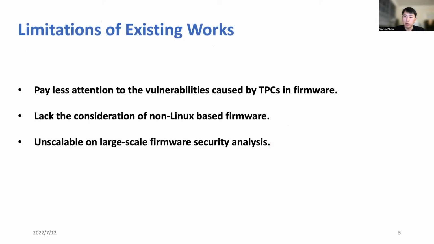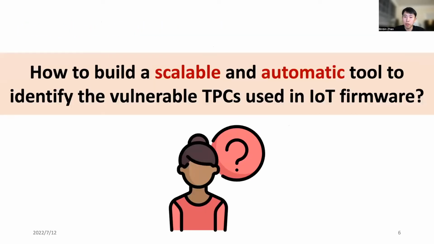Many previous works have been proposed to evaluate the security of IoT devices, but they have several limitations. First, they lack the analysis of endless vulnerabilities introduced by third-party components. Second, they lack the consideration of non-Linux-based firmware. Finally, their scalability is a challenge when given a large-scale firmware test. So considering the critical situation, the question is how to build a scalable and automatic tool to identify the vulnerable third-party components used in IoT firmware.